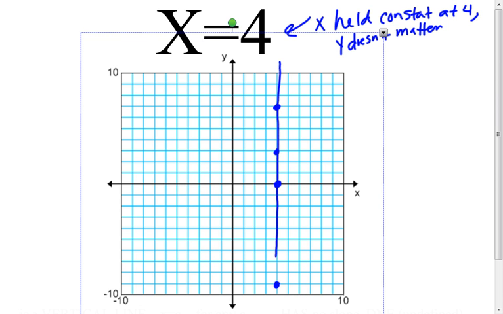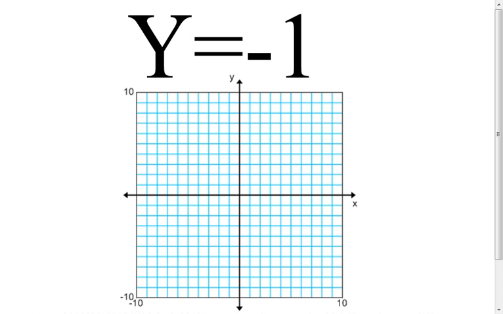This gives you a vertical line, and we will talk about slopes with that in a minute when we get to the slopes part. But there is a vertical line, okay? Notice it has an x equation. It leads you to believe that it should be a horizontal line because x is the horizontal axis, but that's not what that means, okay?